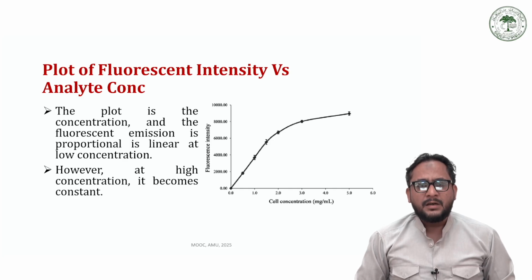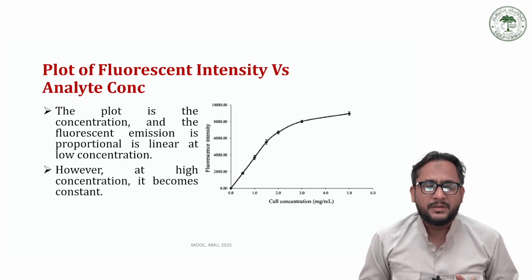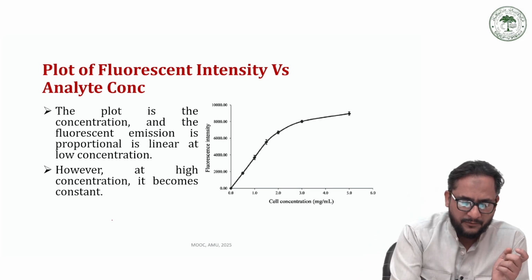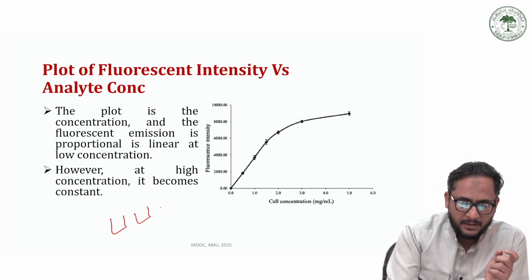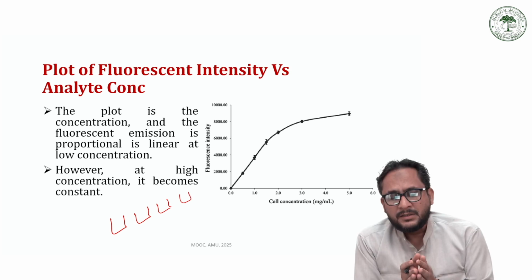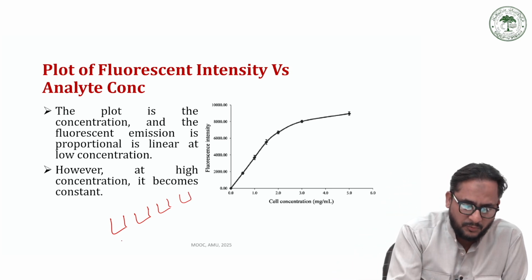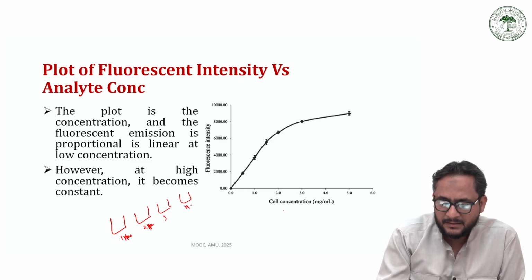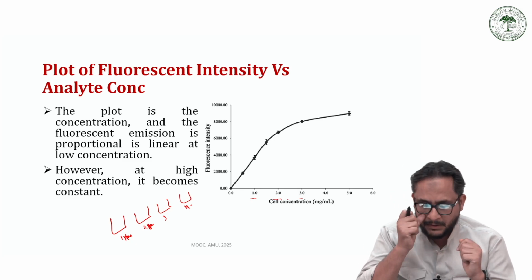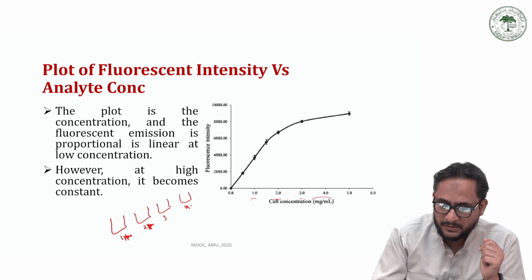So when we plot a graph of fluorescence intensity with analyte concentration, for example, we have a sample and we prepare different dilutions of this sample, thereby changing its concentration. So suppose we have 1 ppm here, then we have 2 ppm, 3 ppm, and like this. In this case, our solutions have been analyzed by fluorescence, and the solutions belong to the same sample, only the concentration is different. So it is 1 milligram per ml.